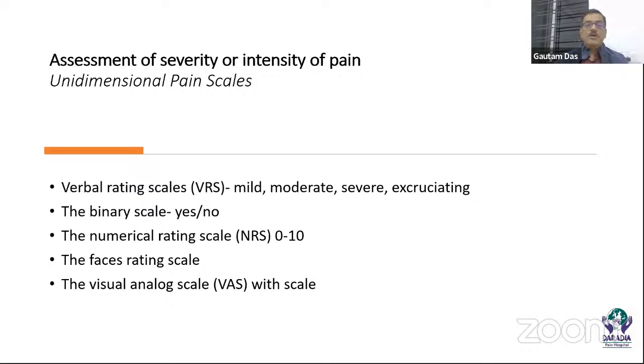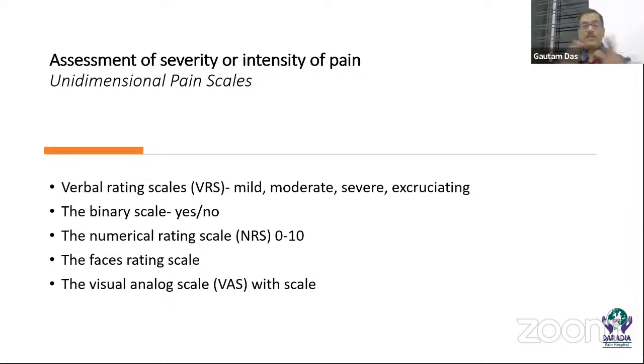Then there are binary scales. Binary scale means tell me whether you have pain or not. Yes or no. Pain is there or pain is not there. Then comes the numeric rating scale. Numeric rating scale is the most commonly used. What is the numeric rating scale? You are asking the patient, or you can show some 0 to 10 points and ask the patient, if there is no pain, then it is 0. The maximum pain you can imagine is 10. Now you tell me how is your pain. This is your numeric rating scale.